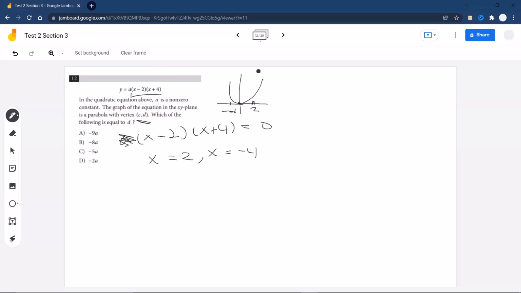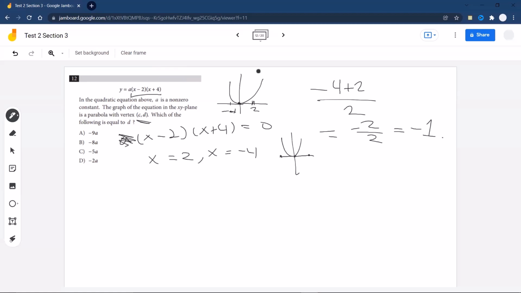In order to find the x-coordinate of the vertex, we need to take an average of these two points. We'll take negative 4 plus 2 divided by 2, which gives us negative 2 over 2. That tells us that the x-coordinate of our vertex is in fact negative 1. That's the coordinate of the point that cuts the parabola exactly in half, since we know that the x-intercepts are equidistant from the center.